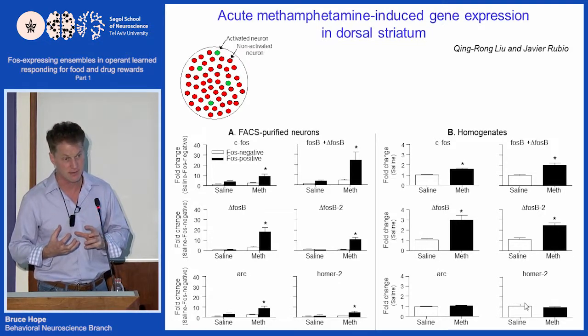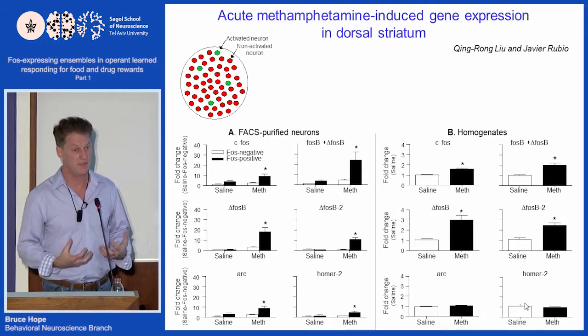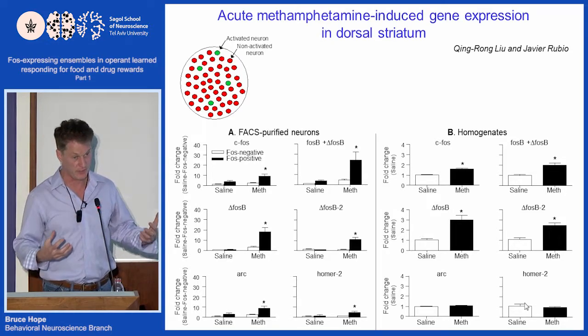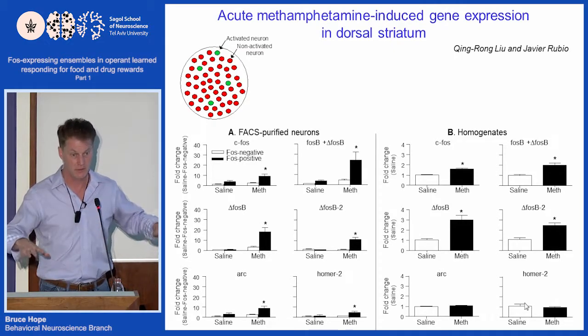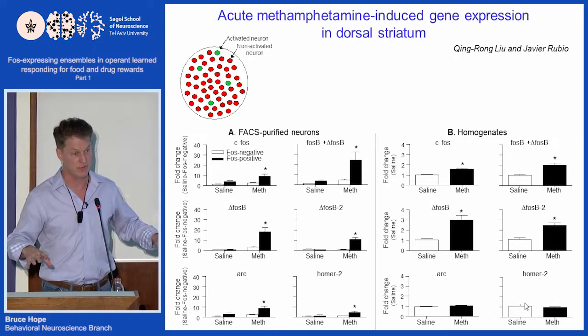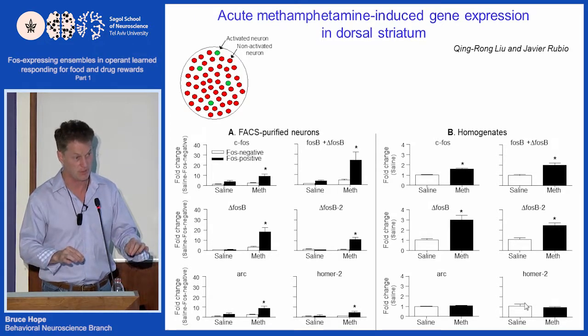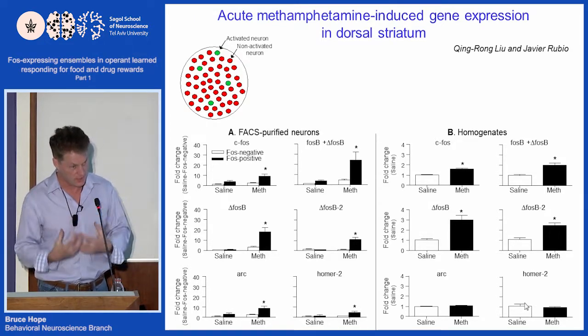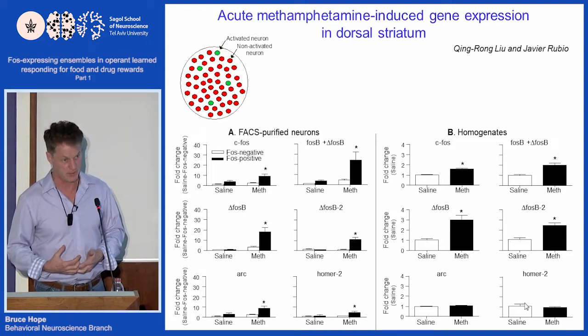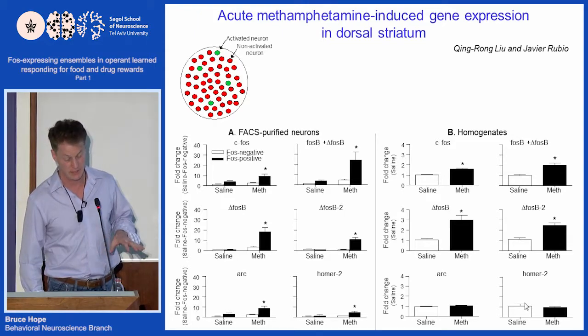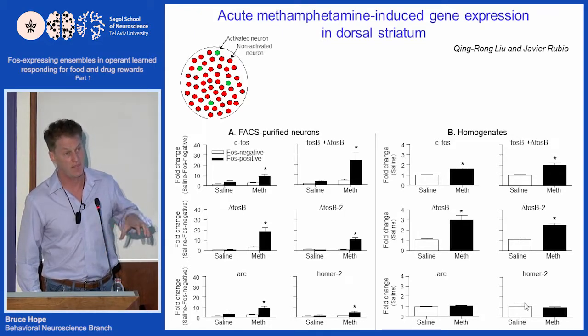This is because those Fos negative neurons, which are the vast majority surrounding these Fos positive neurons, are diluting the immediate early gene effects that you're getting only in the Fos expressing neurons. In other words, these changes are happening only in the Fos expressing neurons. And we had pointed out in the other cases that these particular neurons are mediating that behavior.